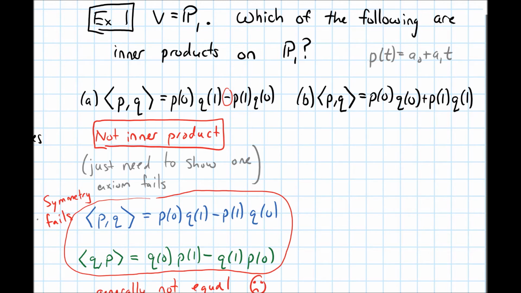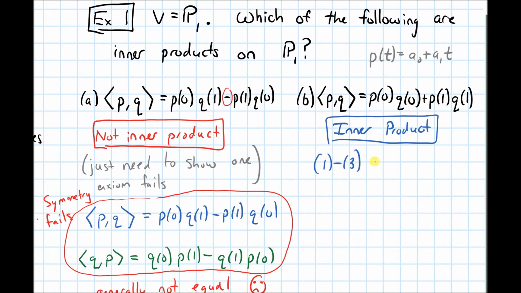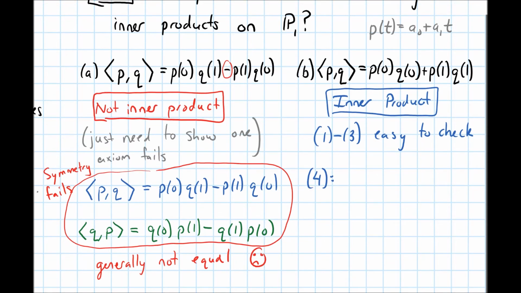So for part B, it turns out that this is an inner product. Axioms 1 through 3 are easy to check. In general, that's the case. When something is an inner product, axioms 1 through 3 usually are going to be easier to check. So let's talk about axiom 4, because I think that's the more interesting one here. That's the most difficult to show, but even here it's not too bad.